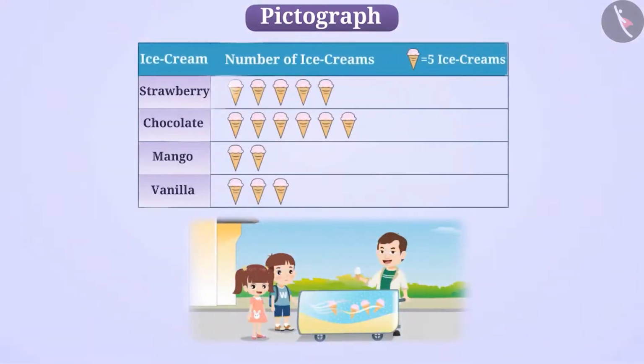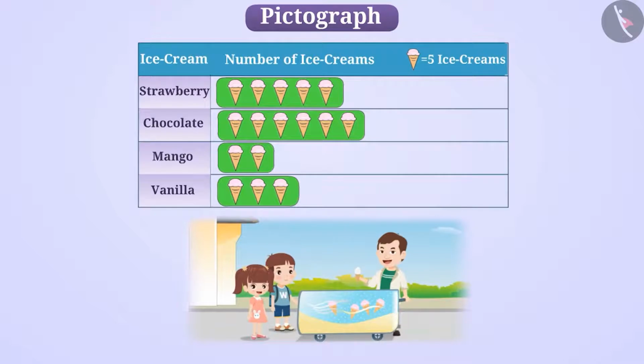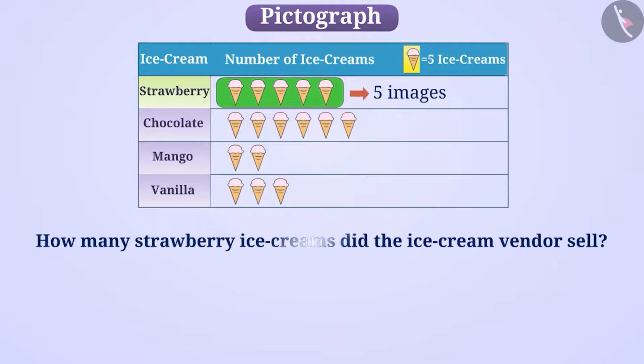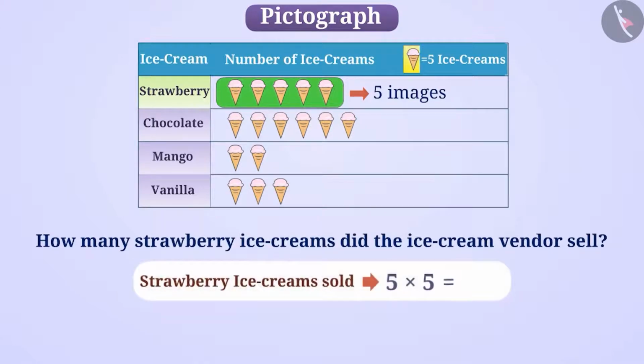Look at this table. In this table, the ice cream vendor has shown the name and the number of ice creams sold. Pause the video and try to understand it. We are given that this image represents 5 ice creams. Here, in the row of strawberry ice cream, 5 such images are drawn. Now, tell me, how many strawberry ice creams did the ice cream vendor sell? Correct. He sold 5 multiplied by 5 is equal to 25 strawberry ice creams.